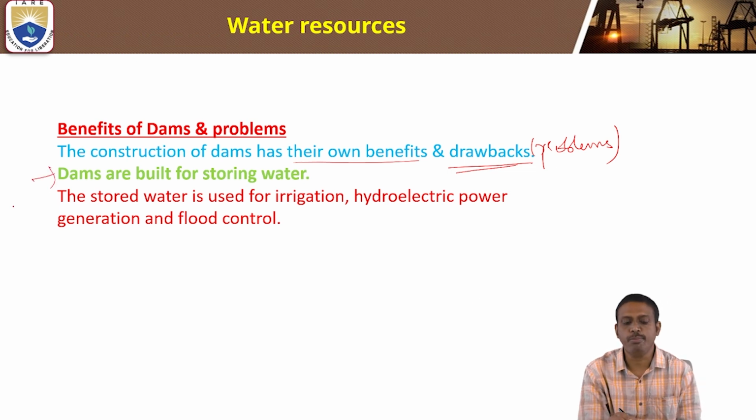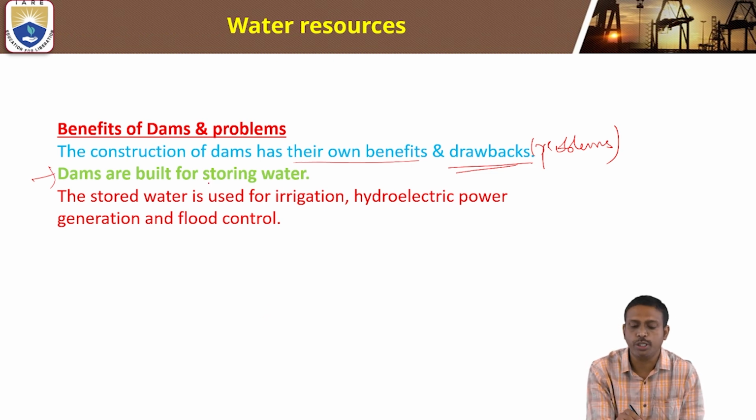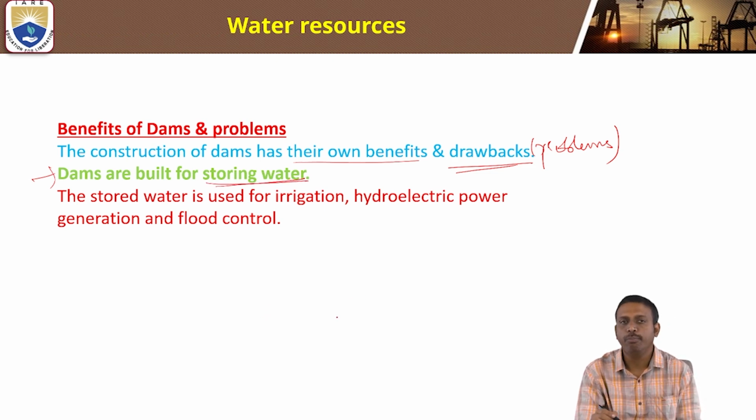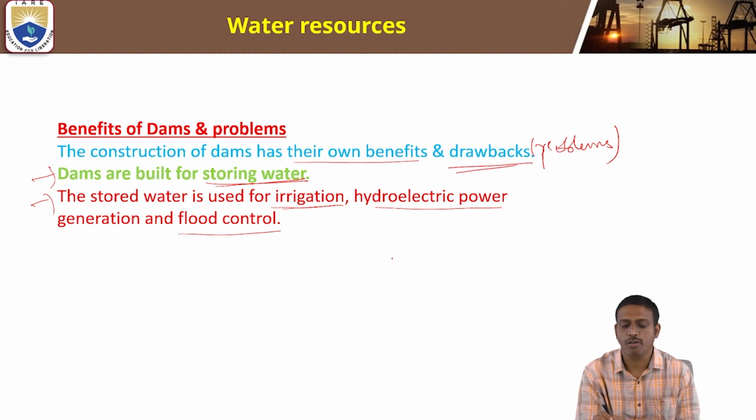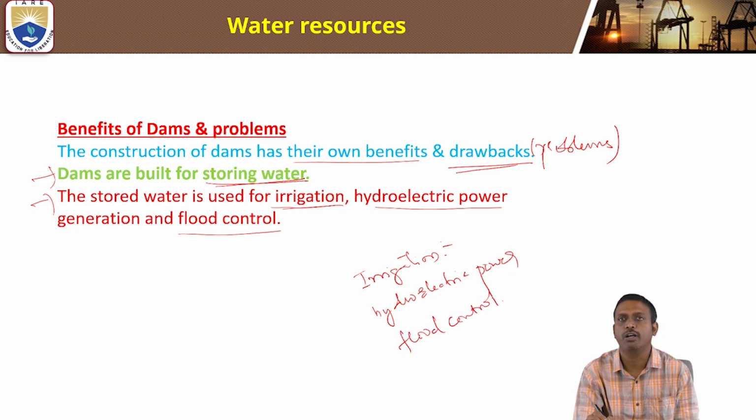Coming to the benefits, the first benefit is that dams are built for the storage of water. Why are we going to build these dams? For storing water. This stored water is used for irrigation, which is farming and agriculture, for hydroelectric power generation, and for flood control.